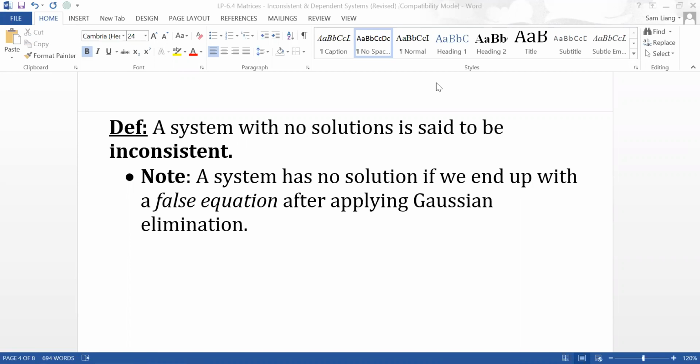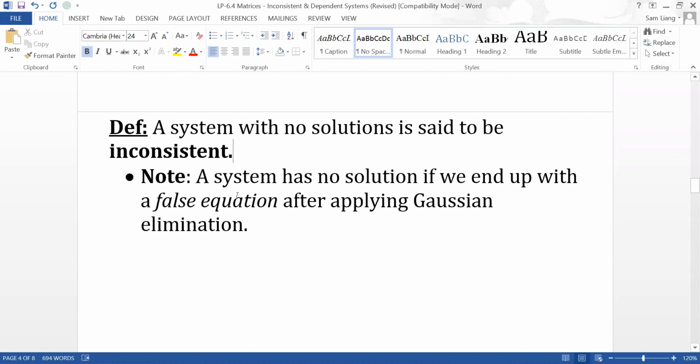Okay. Definition: a system with no solutions is said to be inconsistent. A system has no solution if we end up with a false equation after applying Gaussian elimination. All right, thank you for that. So yeah, the do now was an example of that.